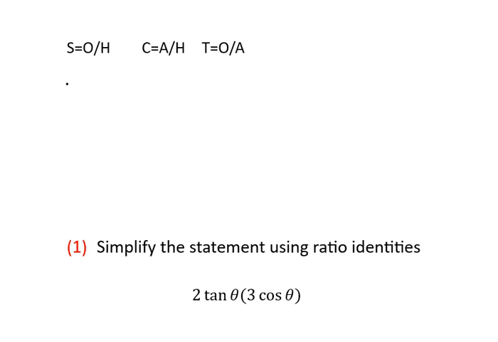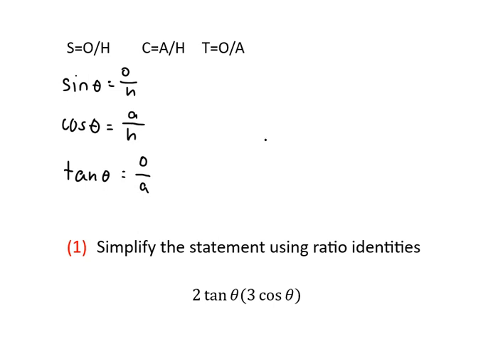SOH means sine theta, S stands for sine, is equal to the opposite side of a right triangle divided by the hypotenuse. CAH means cosine theta is equal to the adjacent side divided by the hypotenuse of that right triangle. And TOA means tangent of an angle is equal to the opposite side divided by the adjacent side of that angle.